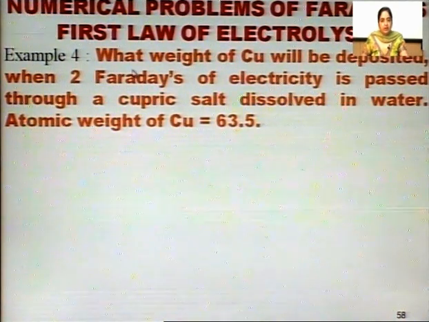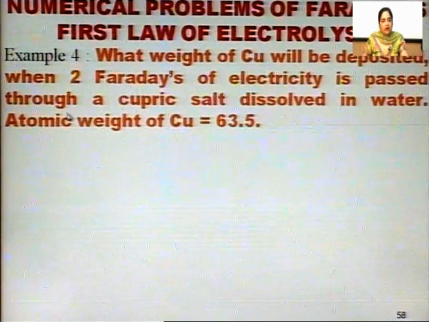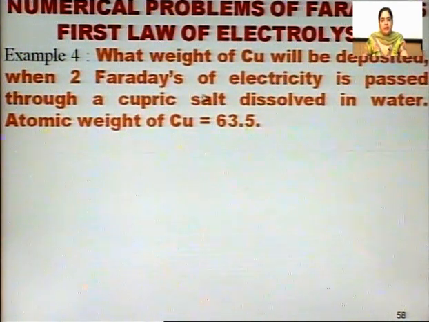One more example: what weight of copper will be deposited when 2 Faradays of electricity is passed through a cupric salt dissolved in water? Here the atomic weight of copper is 63.5.